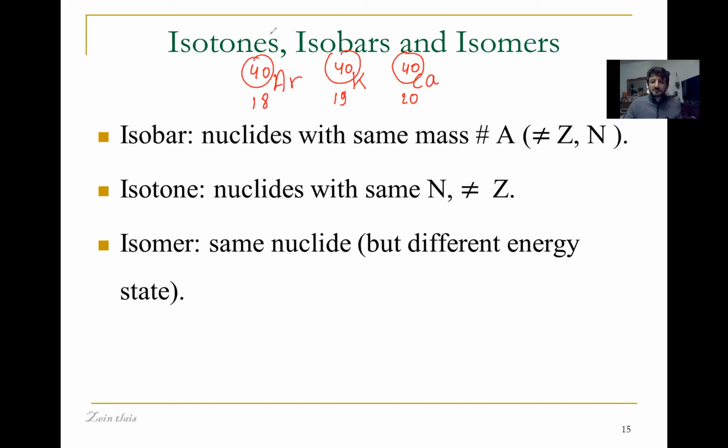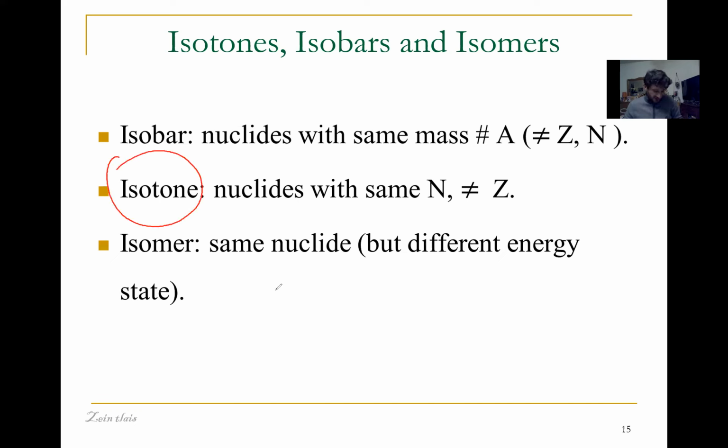Isotones, where the nuclides have the same neutron number, okay? But we have a different proton number. I give you an example of isotones. We have, for example, oxygen 16, 8. Here we have P, we have 8 protons, and we have neutrons 16 minus 8 equals 8.